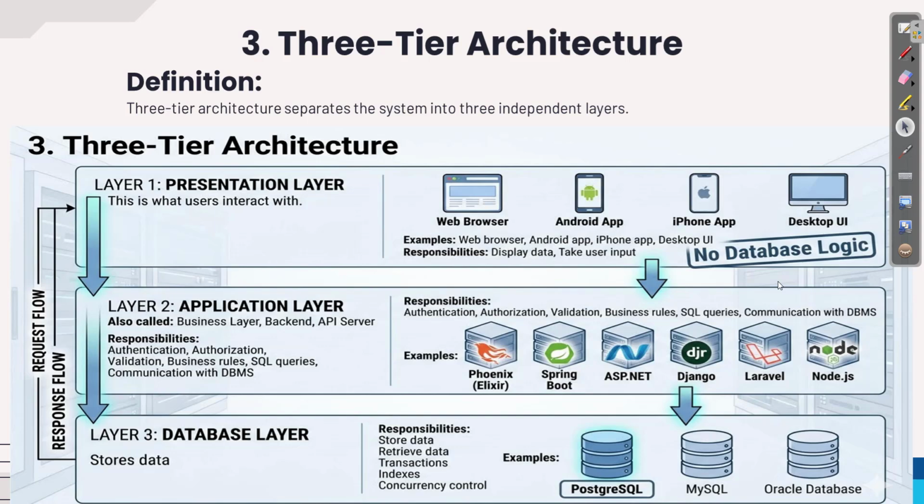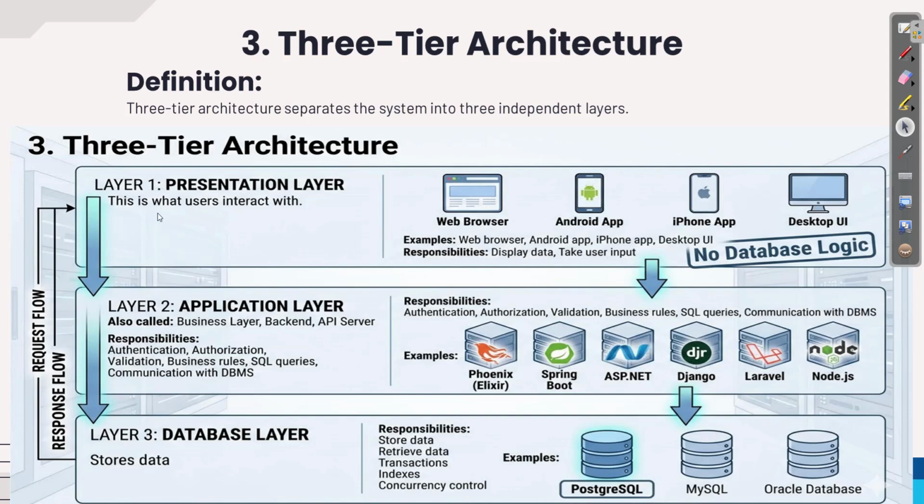There is a three-tier architecture as well. In the three-tier architecture, we separate the system into three independent layers. The first layer is the presentation layer, where the user interacts with the application. Here you can see a web browser, Android application, iPhone app, desktop application. Its responsibility is displaying the data and taking user input. So no database logic here.